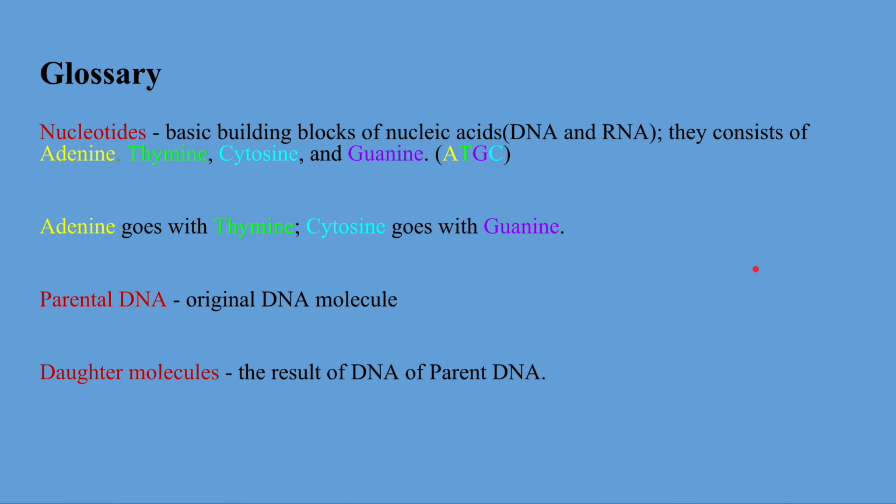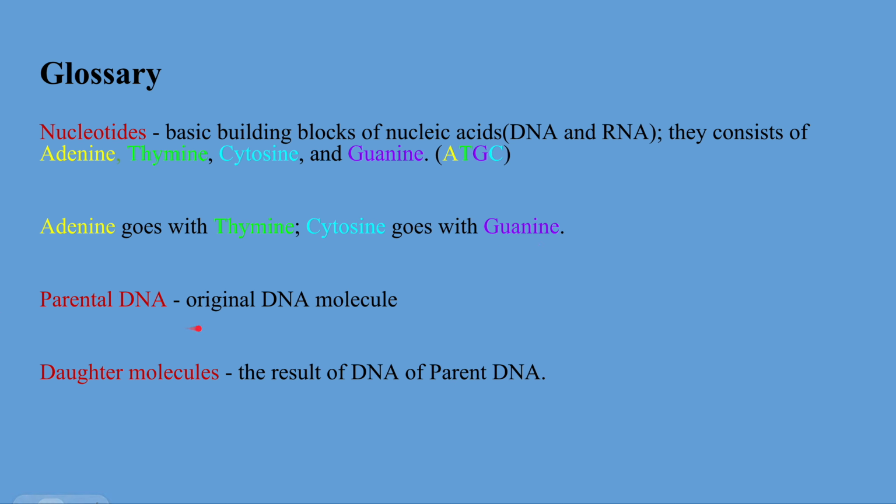Let's move on. I have a glossary for you because some of the terms in here you might not know. Nucleotides are the basic building blocks of nucleic acids, aka DNA and RNA. They consist of adenine, thymine, cytosine, and guanine, or the famous acronym ATGC. Adenine goes with thymine and cytosine goes with guanine, and you'll see that in a few minutes.